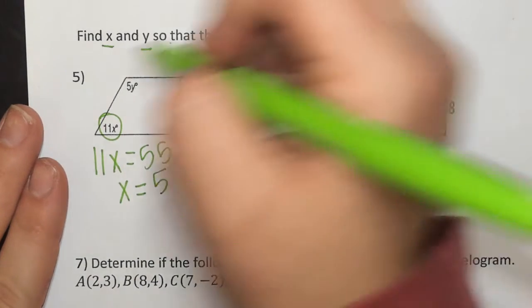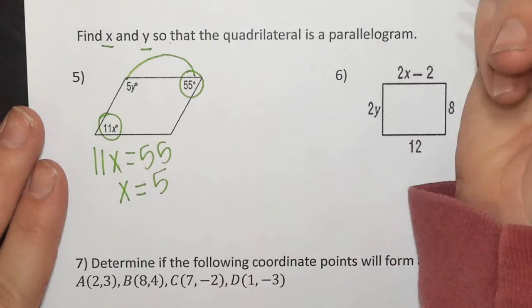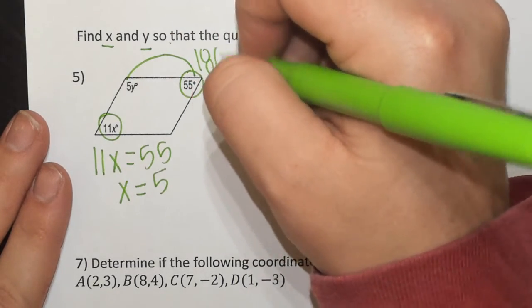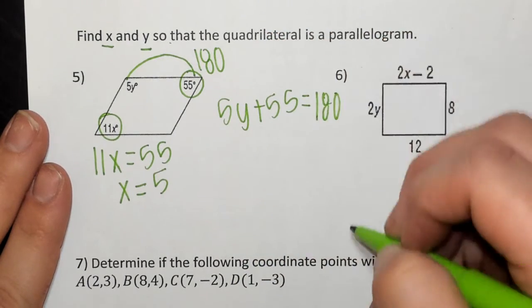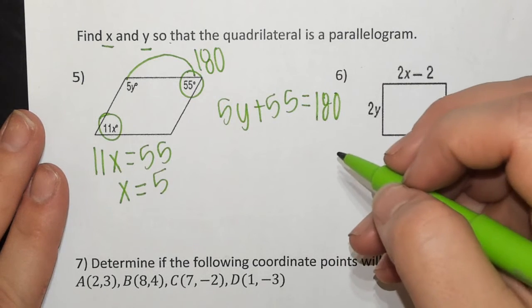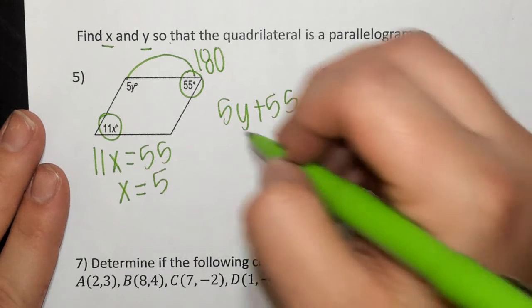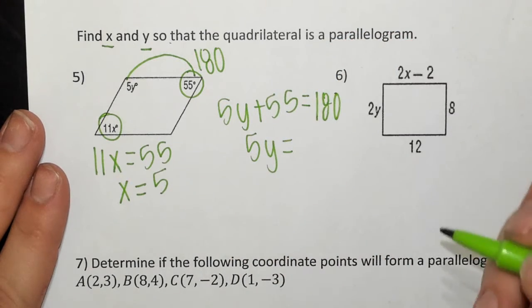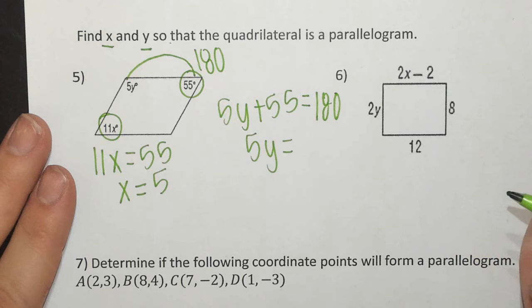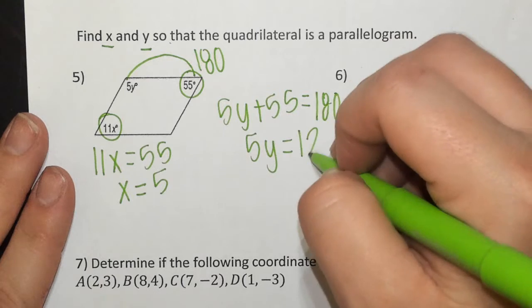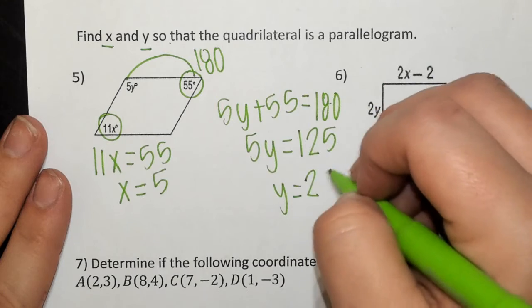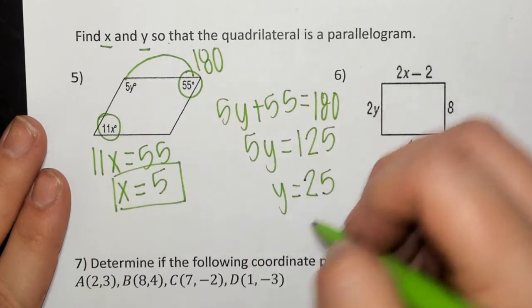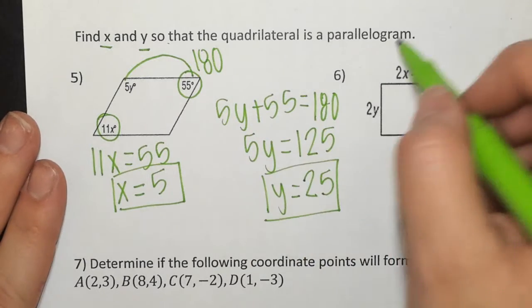And if this is a parallelogram, then these two have to equal 180. So I would take 5y plus 55 equals 180. Subtract 55, and you get 5y is equal to 125. And then divide by 5 again, and y is equal to 25. So that's what x and y would be if this is a parallelogram.